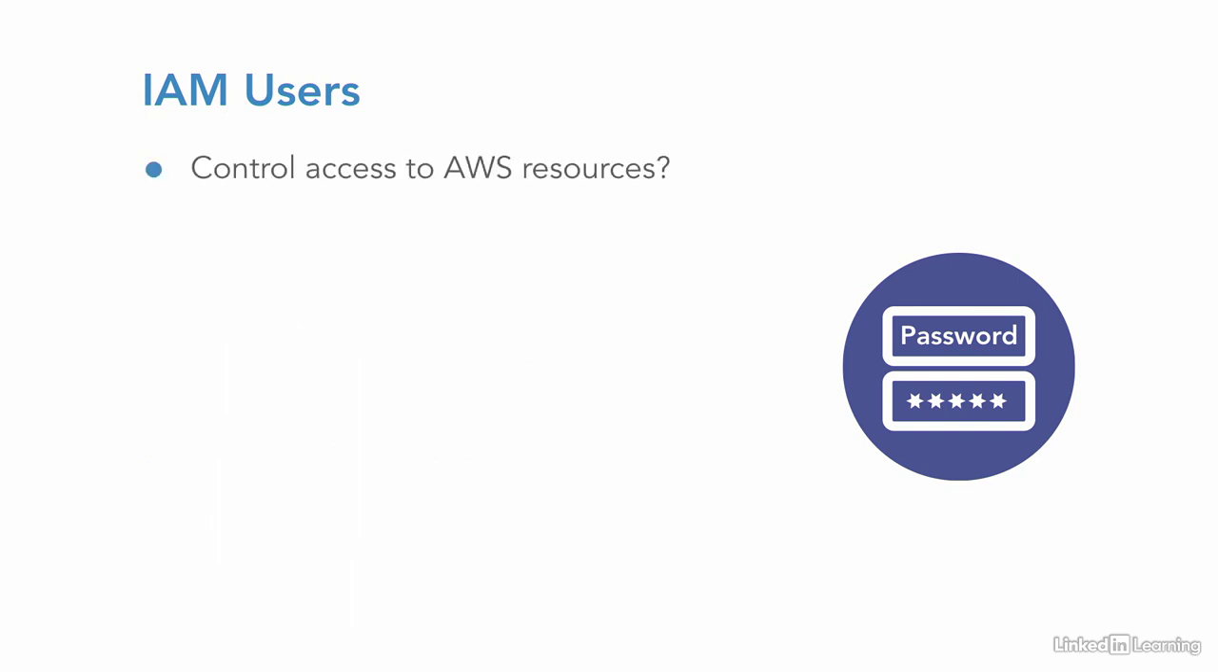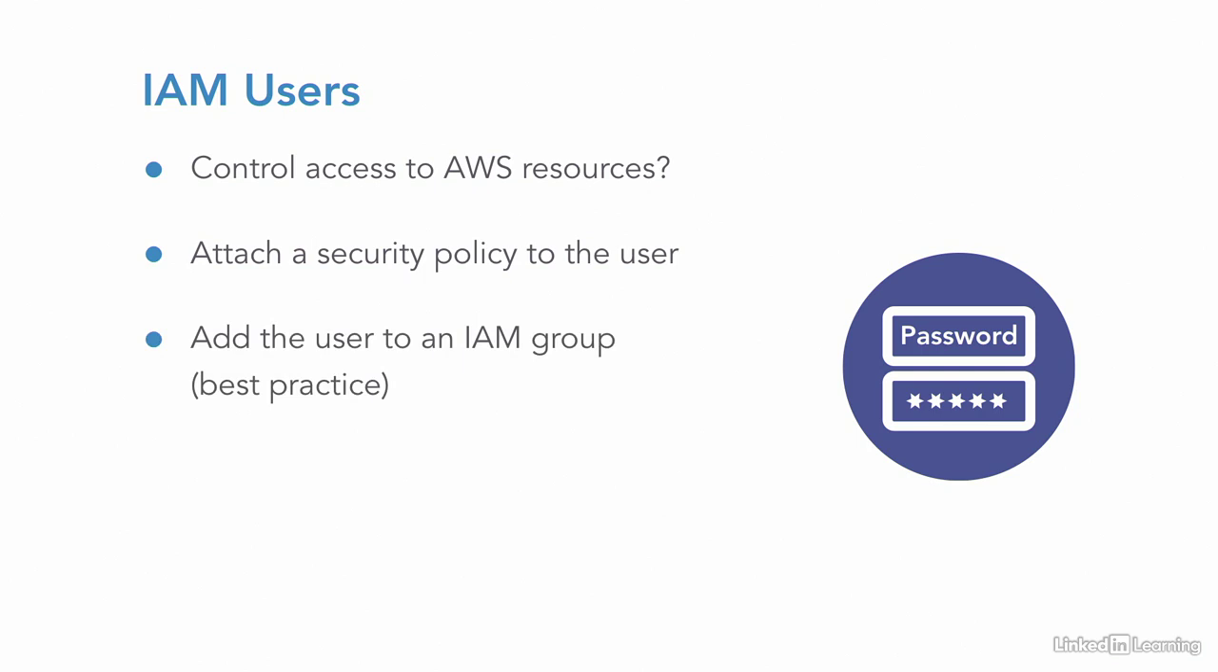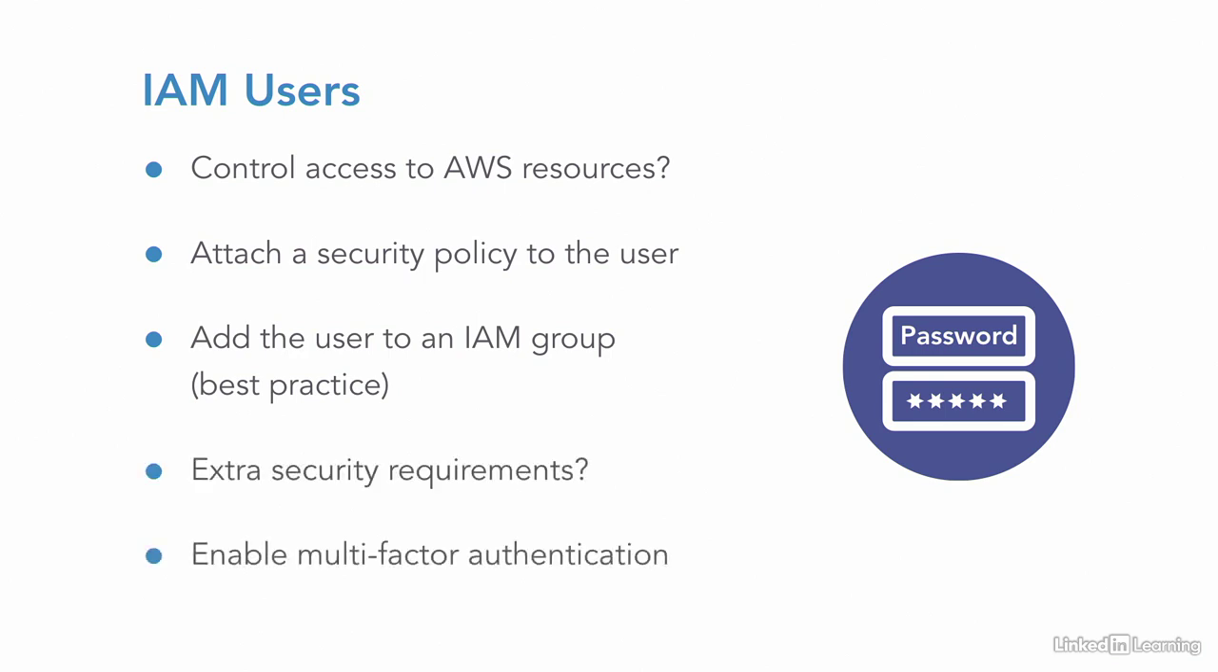For controlling access to AWS resources, I'll attach security policy to a particular user or to a particular group of users. For best practice, I should add users, even if it's a single user carrying out a specific task, to an IAM group. The odds are a second or third member of your company will need to carry out that specific task. Adding that new IAM user to an existing IAM group allows you to assign permissions easily and effectively. For extra security requirements, enable multi-factor authentication at the properties of each IAM account.